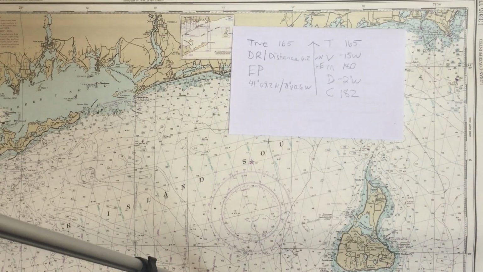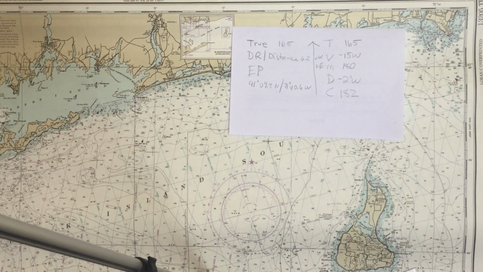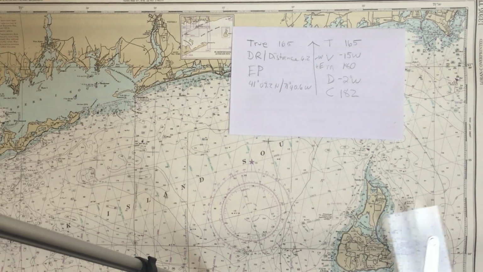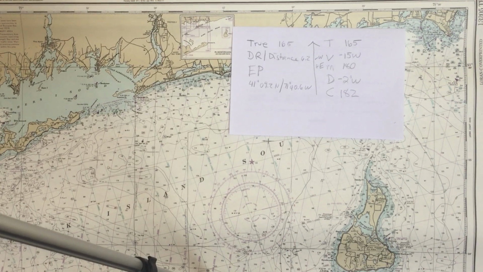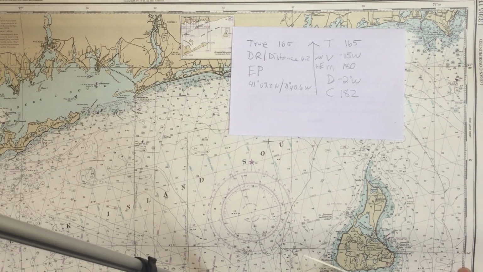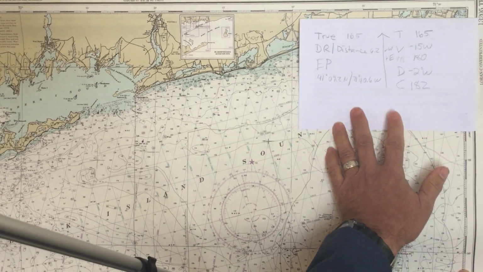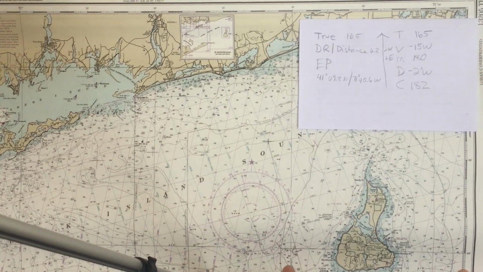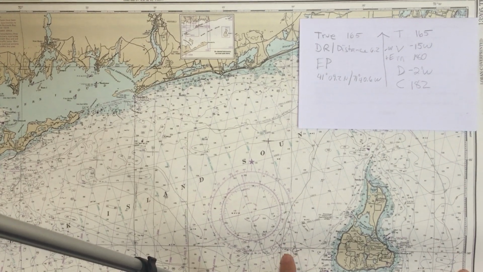Now the last step, I need to plot my ending position. So it says I'm at 41 09.2. Here's 41 degrees. Here's 10. So here's 09.2 and 71 40.6. Well, this line here is 40, so 40.6 is a little beyond that line.